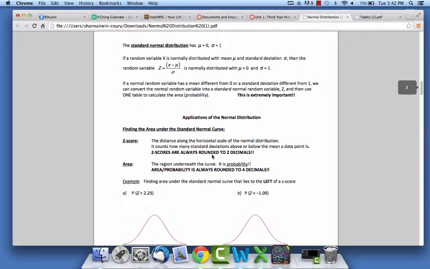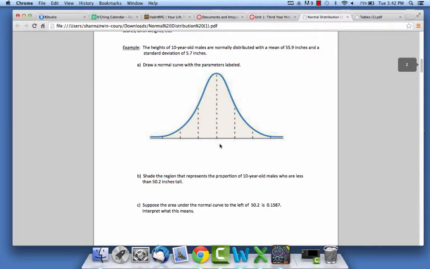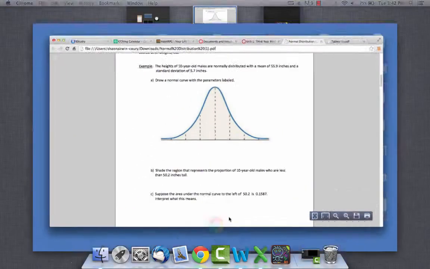So the standard normal distribution, which is after everything's been put in standard units, the mean is 0, the standard deviation is just 1, so that when you label this thing, it's 0, 1, 2, 3, negative 1, negative 2, negative 3, just like that.